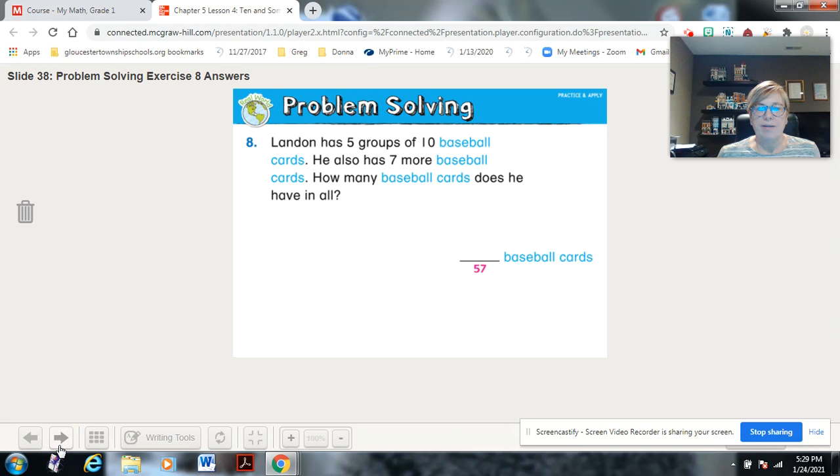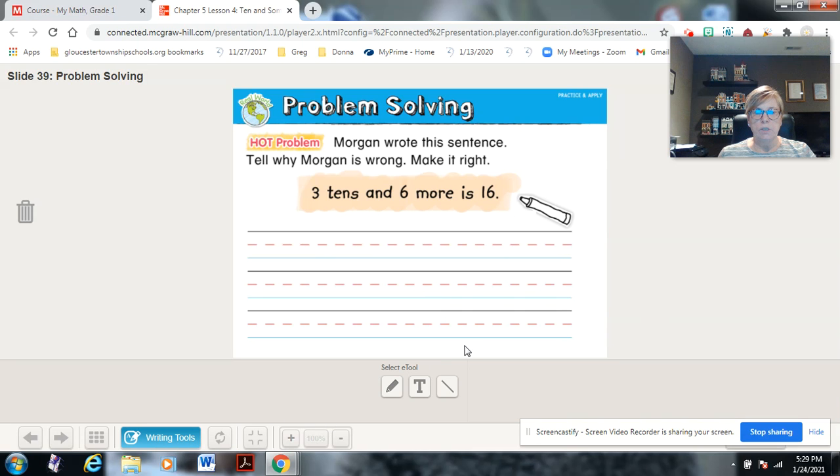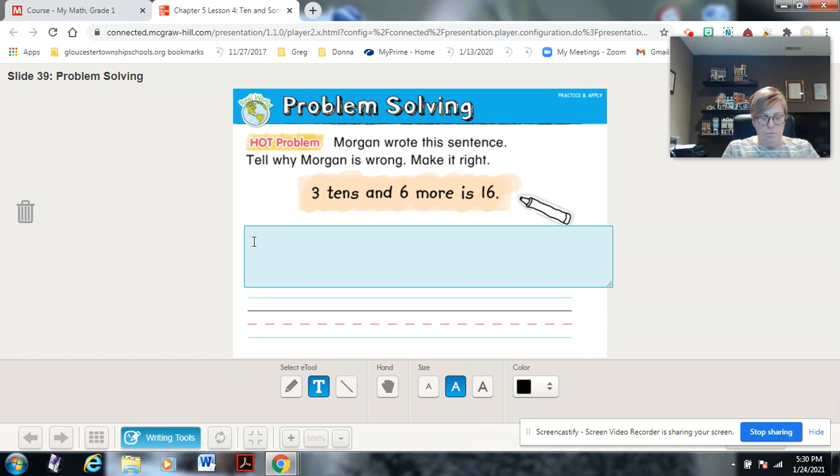All right. Okay, let's take a look now at our problem solving hot problem. Morgan wrote this sentence. Tell why Morgan is wrong, make it right. Morgan wrote 3 tens and 6 more equals 16. Okay. Oh, I hear some of you already. No, that's not it. All right. So let's do this again. So we're going to put 3 tens and 6 more is, that's right, 36. Good job.